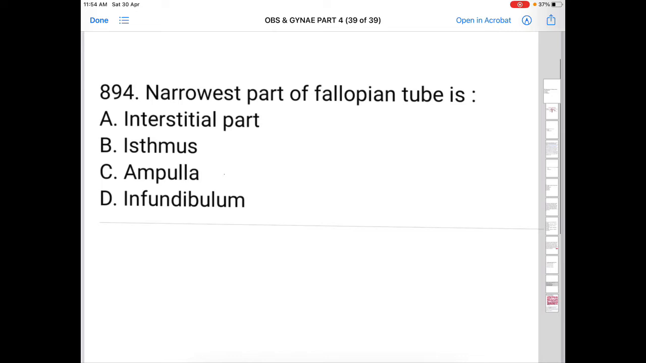Today we'll be discussing a few MCQs related to OBG, Obstetrics and Gynaecology, and this is part 4. The first question is, narrowest part of fallopian tube is option A, interstitial part, option B, isthmus, option C, ampulla, option D, infundibulum.